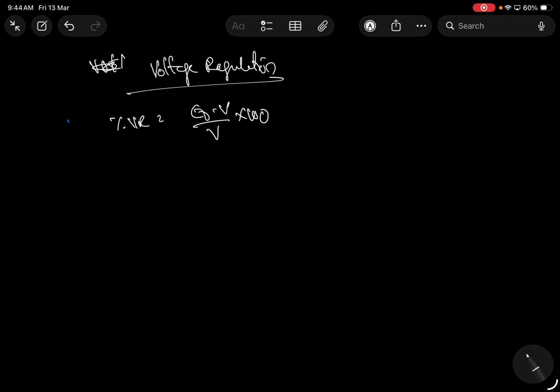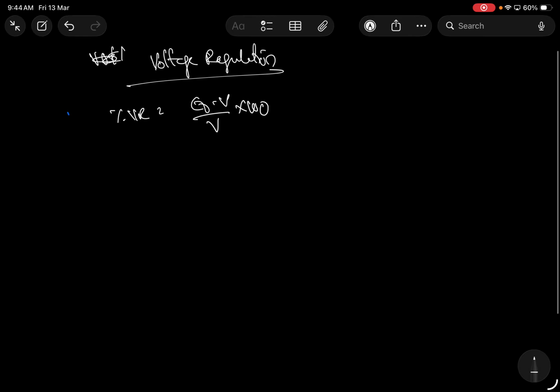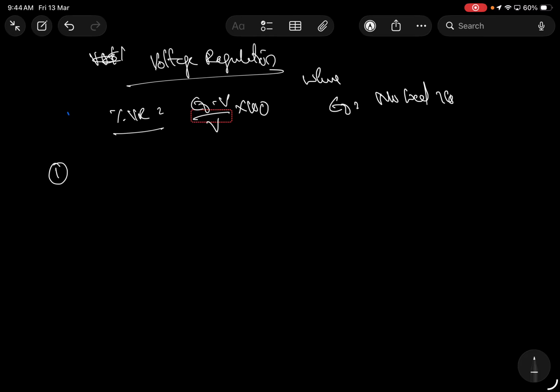Next, this voltage regulation can be measured. In order to check this voltage regulation, what do we require here? E0 is the no load voltage. V is the terminal voltage here.